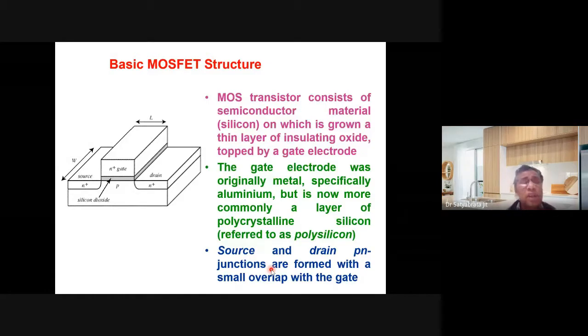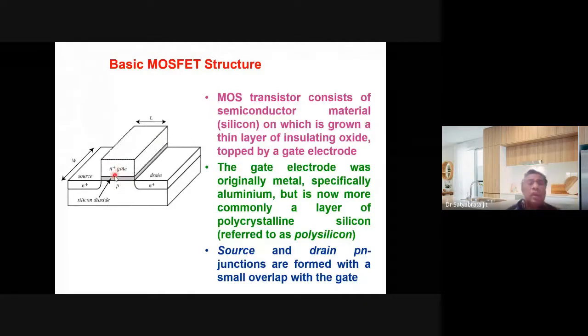Atalla considered the NPN structure, and Kahng realized the PNP structure. So the basic structure is just like this one here. It was a p-type substrate or an n-type substrate. It was an n plus region or p plus region, and this was an n plus region or p plus region. Here it is an oxide, silicon dioxide, and here it is an electrode, a metal electrode.